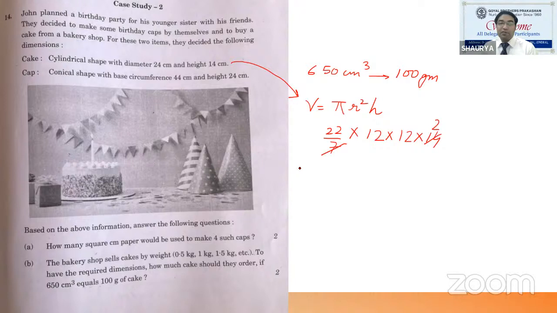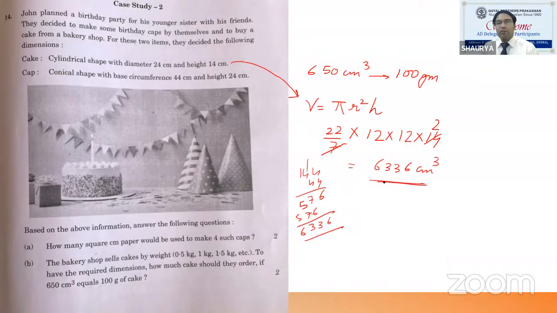Okay. So 12 square is 144, into 44 would be 6336. Please check the maths, tutor. Okay, so we have 6336 as the total volume. We could have even skipped this part of calculating, could have simply cancelled it. Okay, let it be, now it's done. So this is the total volume of the cake.